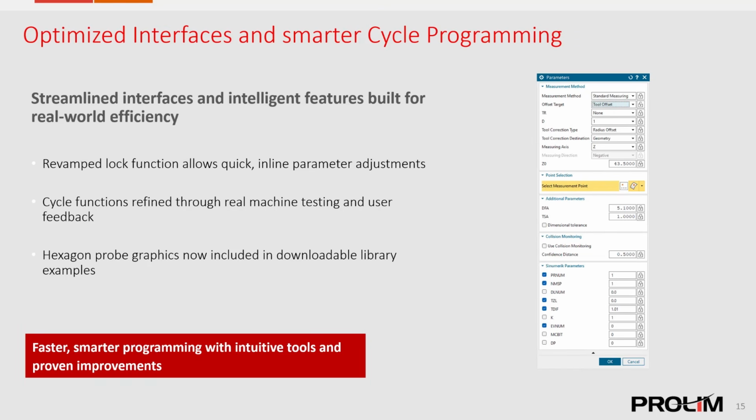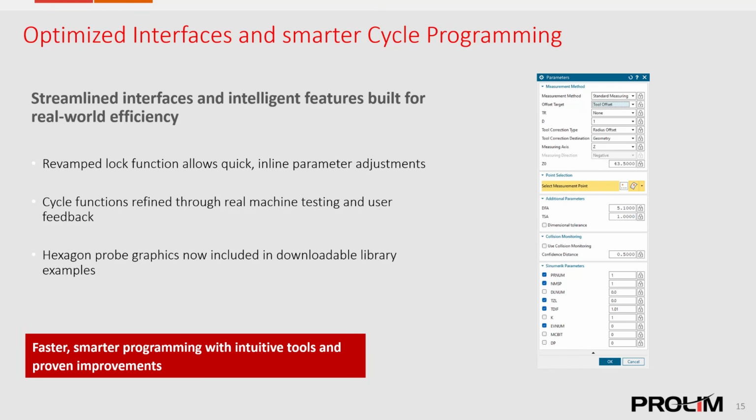So now let's move on to some other existing usability and performance improvements that make cycle programming faster, smarter. Siemens has made extensive interface optimization, one of the most notable being the revamped lock function. Previously, lock parameter had to be unlocked before making changes. Now you can edit values directly, streamlining the workflow and reducing the unnecessary steps.